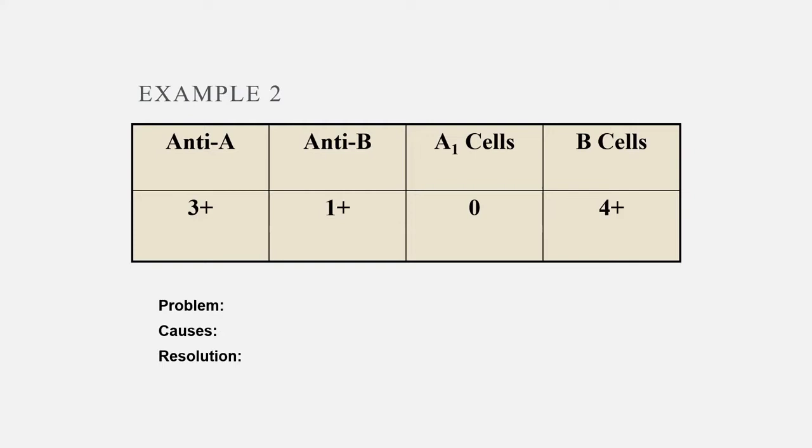So second discrepancy. Do we have an extra or missing reaction in the forward or reverse? Yes. So what can cause extra reactions in the forward? Again, you want to go with your stronger reactions. So 0 and 4+ are pretty strong reactions. So you think, according to the reverse, this looks like an A patient. So what could be causing this extra reaction with anti-B?